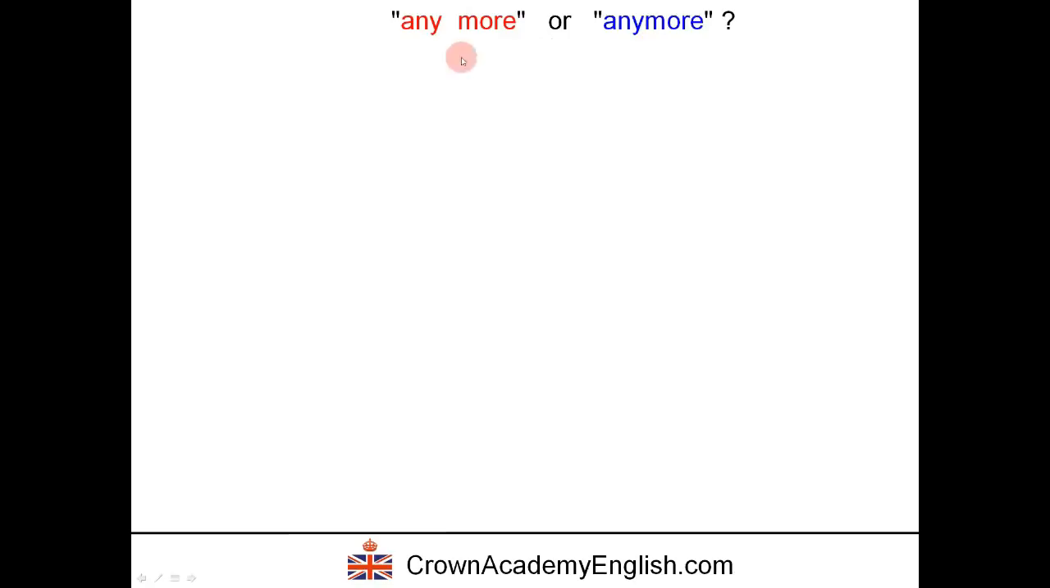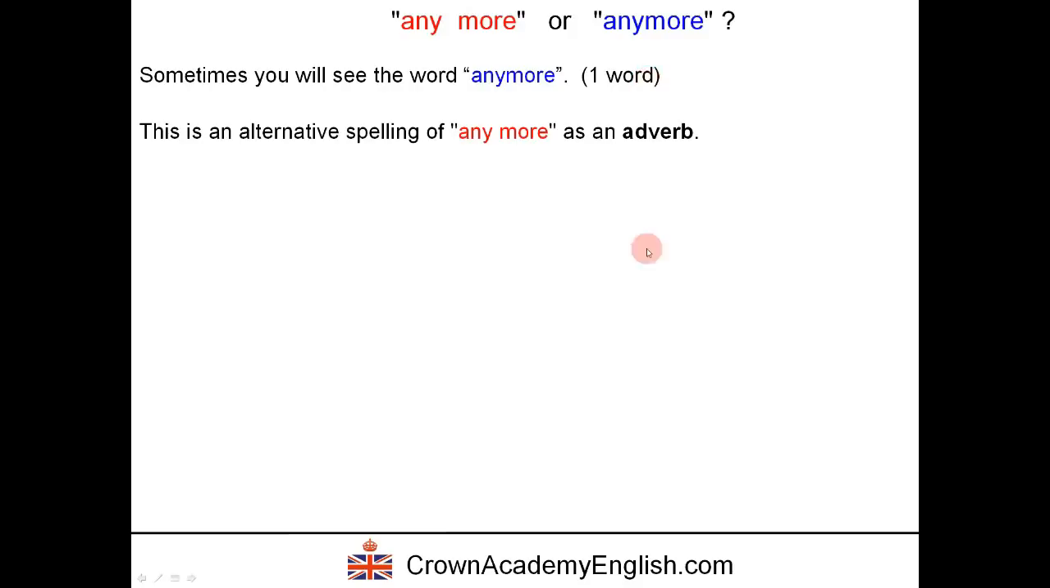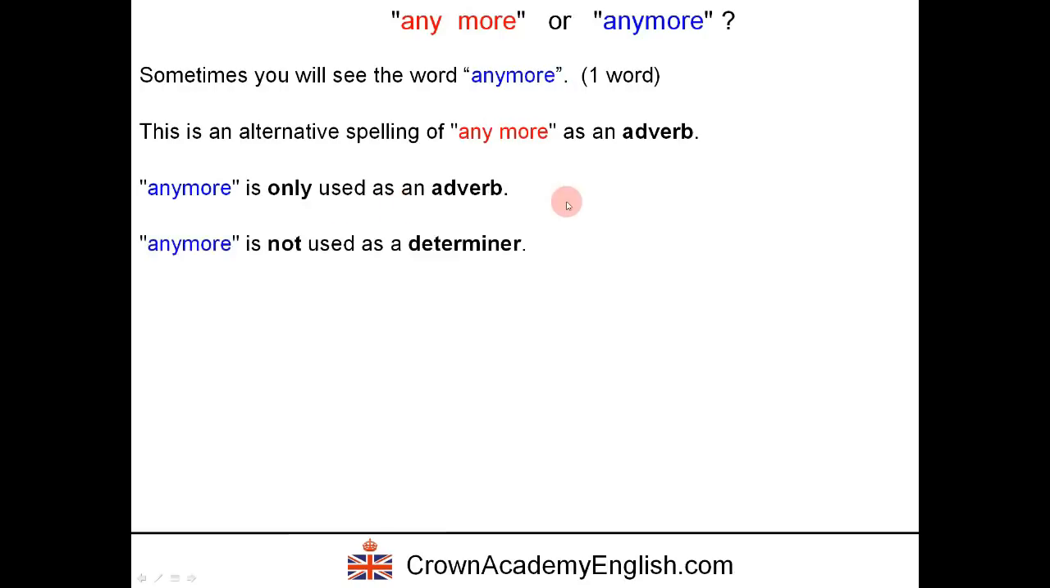So, any more or anymore. Sometimes you will see the word anymore as just one word. See here, it's a single word, and here it is two words. So what's the difference? Well, anymore as one word is simply an alternative spelling of any more as an adverb. Okay, so this is the adverb use. So it's only used as an adverb. It is not used as a determiner.